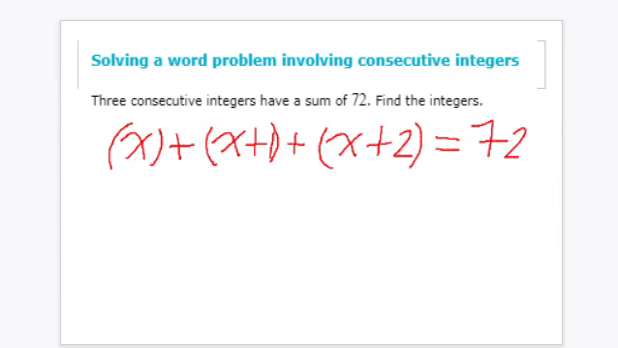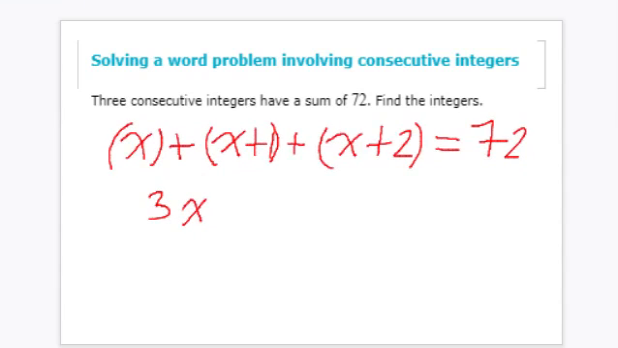So here is my equation, with an equal sign, of my consecutive integers that have a sum of 72. x, my second number, x plus 1, and my third number, x plus 2. These have a sum, so they all add up to 72. Now, one of the first things I can do here is combine my like terms. I have 1, 2, 3 x's. So I have 3x.